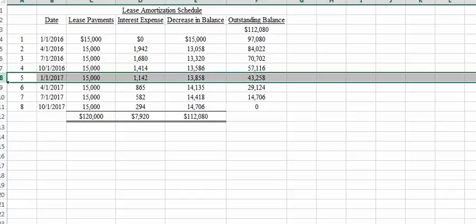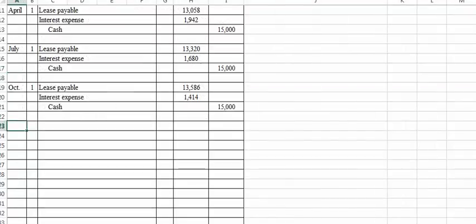But we have the year end between October 1st and January 1st, right? The business's year end is December 31st. So we need to make a couple of adjusting journal entries. Okay, first, some interest has built up on this lease from October 1st to December 31st. The interest that's going to be due on January 1st is already owed to the other company by December 31st. It builds up over those 3 months, October, November, and December.